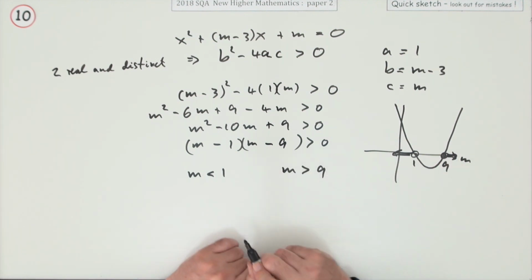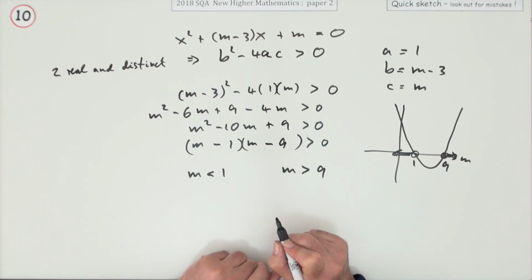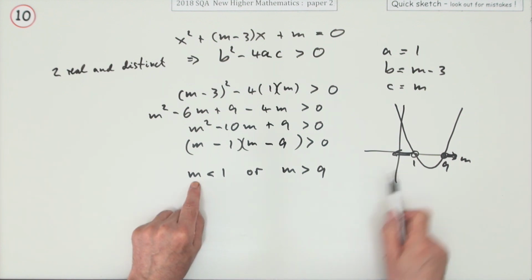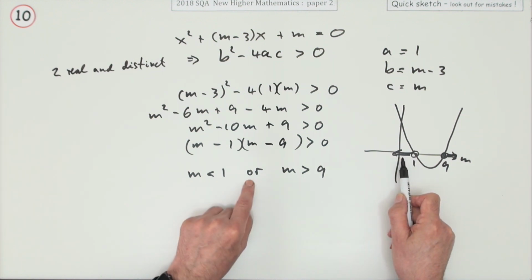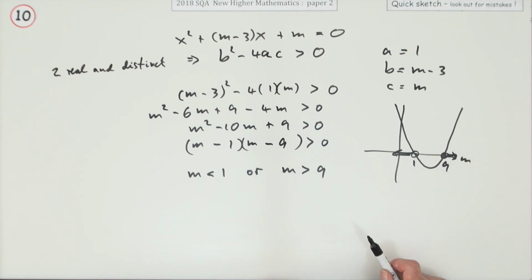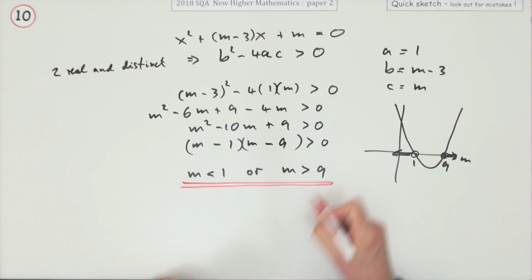You're probably safer just putting a wee comma, because if you're going to put a word in between, the correct word to use is or, because you can't have a number less than 1 and at the same time greater than 9. It's two disjoint sets here. But apart from that, no, it's fairly straightforward.